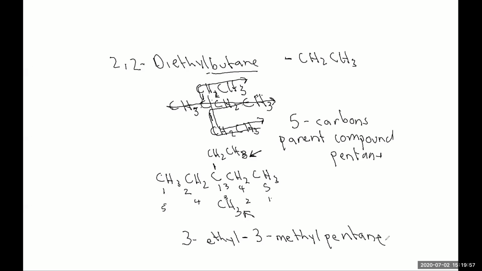Now, let's draw the line angle formula. So we have carbon 1 and 2 here, we have carbon 3, and there's an ethyl group and a methyl group from here. And then here's number 4 and number 5. So we can draw a line angle formula for this compound, and it would look something like this. So let's do a few more.